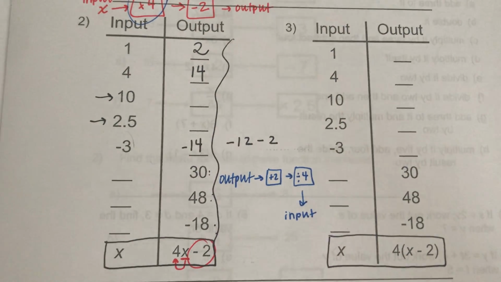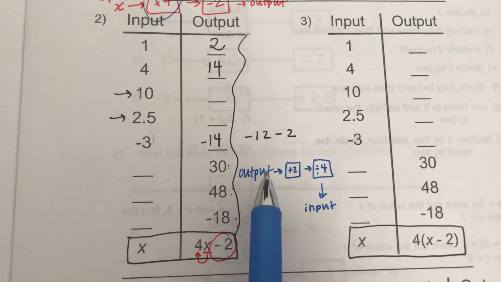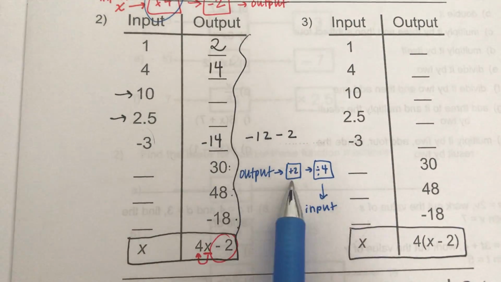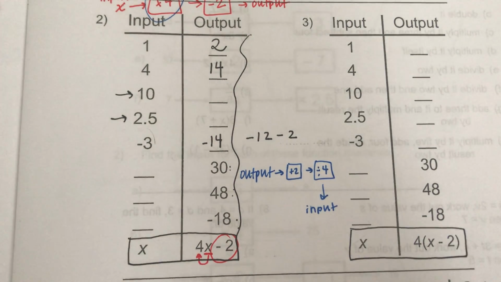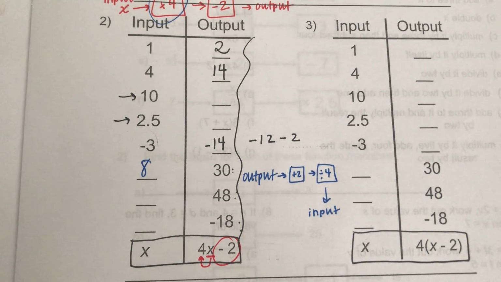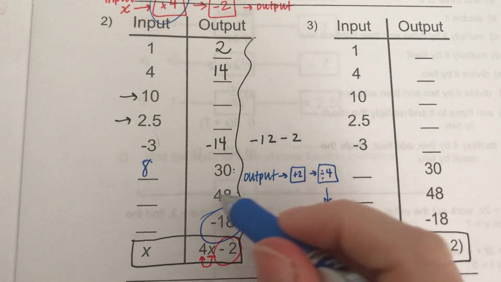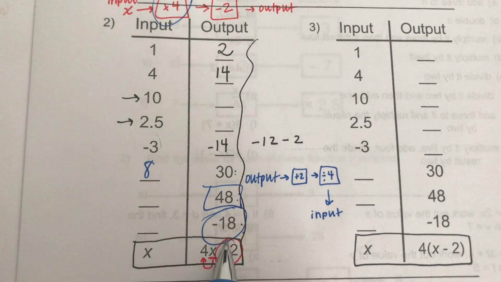Sorry that it kind of curved there, but I didn't really have much room. Okay, so if our output was 30, I use the opposite here. Opposite of -2 is +2. So 30 plus 2 is 32. Divide that by 4. Hopefully you know 32 divided by 4 is 8. That's your answer. Okay. I'll do the negative value with you, but I want you to try 48 on your own. Okay, so let's do -18 together.